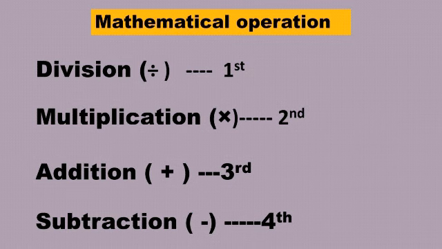Suppose there is no multiplication, and division, addition and subtraction are there. So first of all you have to choose division, then addition, then subtraction. In this way you have to solve it.